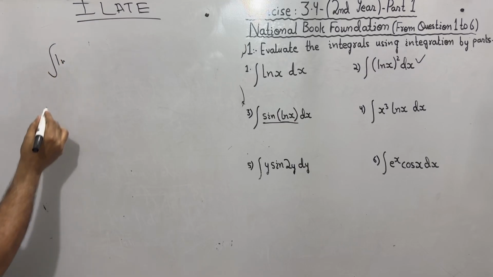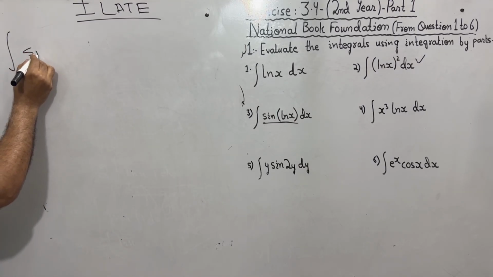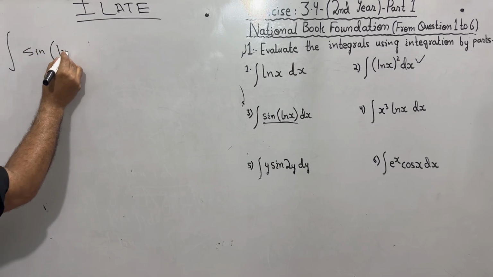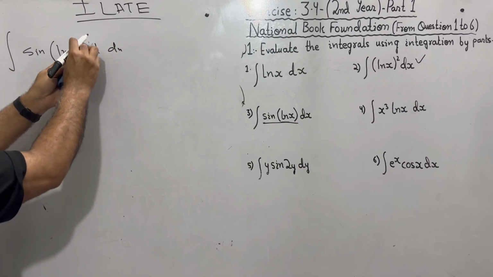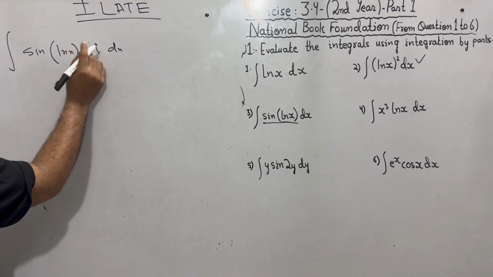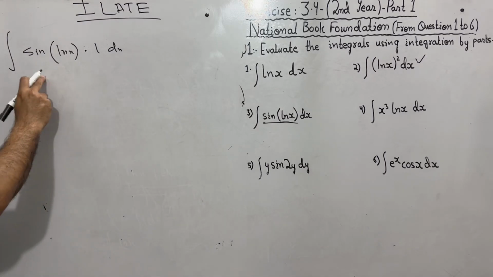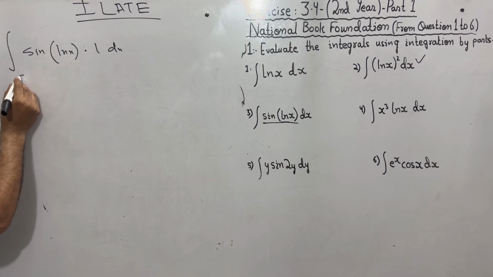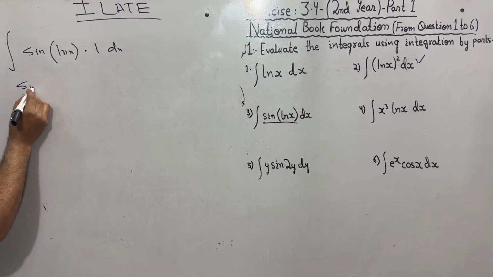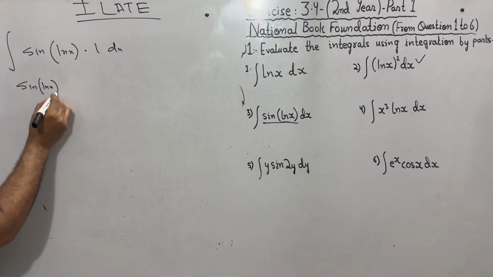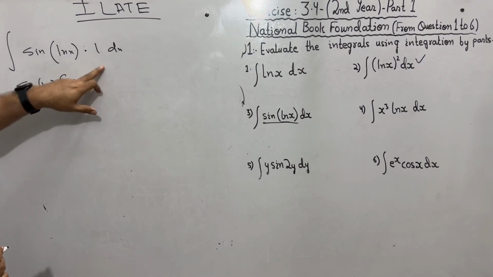1 always assists us. 1 is going to assist again. Sorry, question number 3. Sine of ln x times 1 into dx. Let me write in that fashion, not to confuse the multiplication symbol with x. This is our first, this is our second. Write first the same, sine ln x. Integration of second, that is 1. That's our u, that's our v.